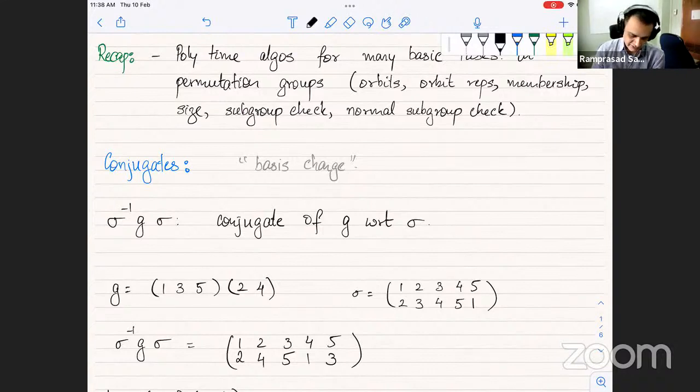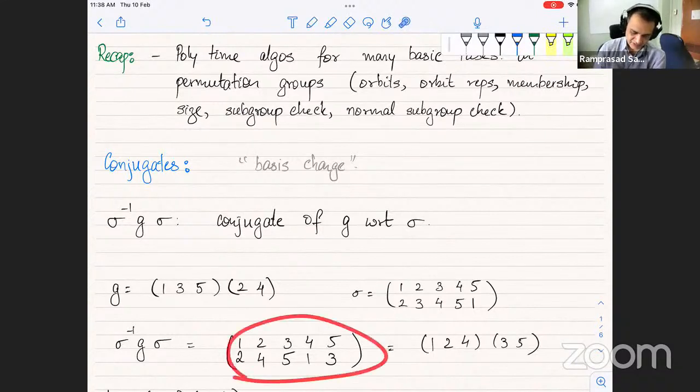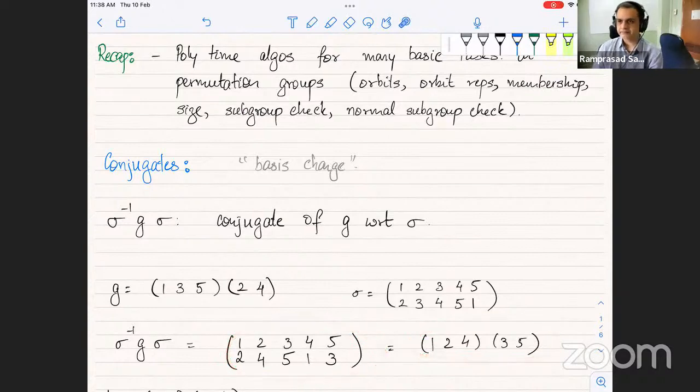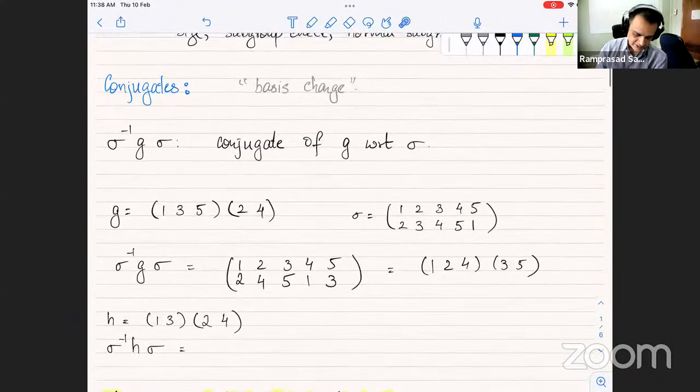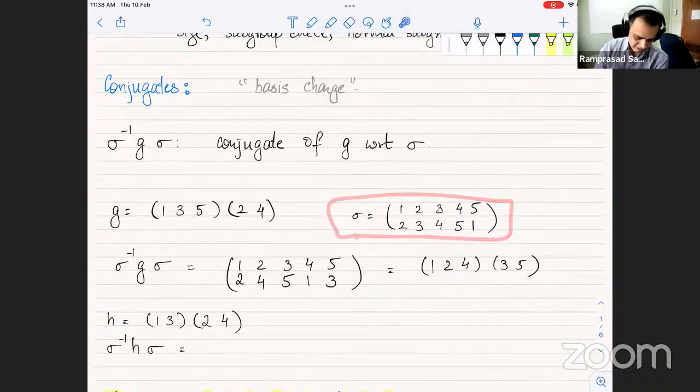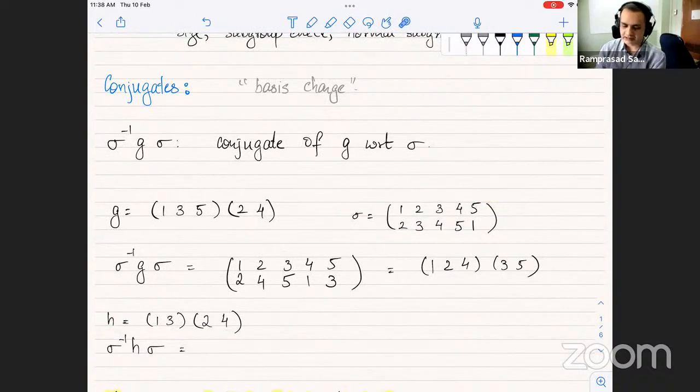Okay. So if we write this in cycle notation, 1 is going to 2. 2 is going to 4, and 4 is going back to 1. And then 3 is going to 5, and 5 is going to 3. That's just a different way of writing the same thing. Okay. Now let's try one more example where we'll just use the same sigma, and maybe let H be equal to this pair of transpositions.